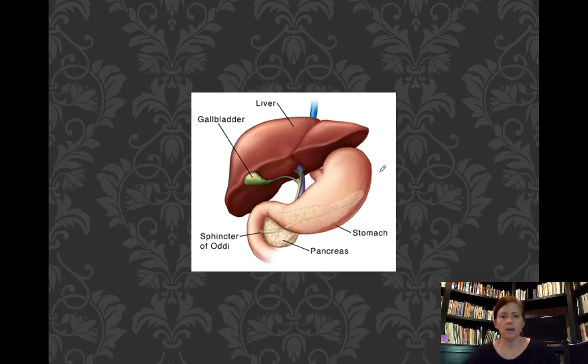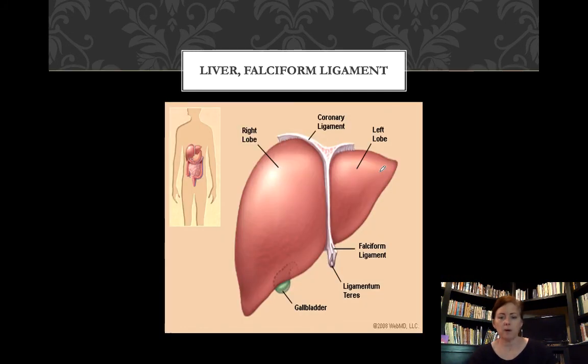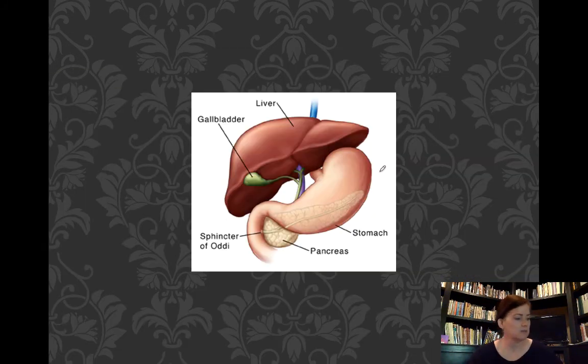Okay, and moving on, we're going to come to our accessory organs of digestion. The first one is going to be our liver. The liver makes bile for us, and that is important for digestion of fats. It helps to emulsify fat, so it takes big fat droplets and breaks them down into smaller fat droplets.